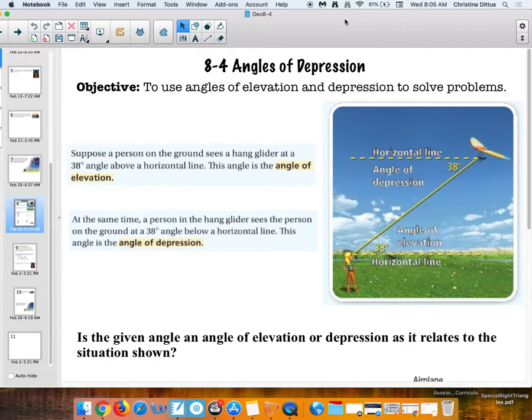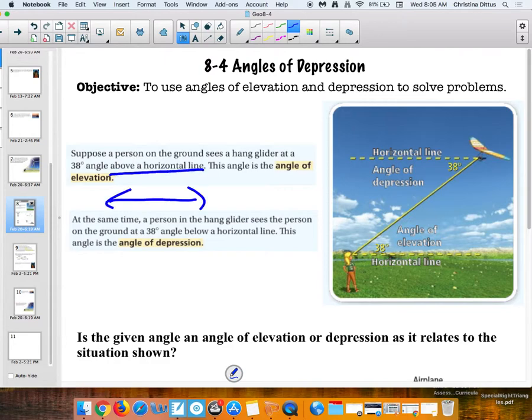Okay. Angle of elevation is when an angle is above a horizontal line. Horizontal this way. So if I'm looking here, here is a horizontal line. Here's an angle above. That is an angle of elevation. Angle of depression is an angle below a horizontal line. Quickly. Horizontal line here. Oops, missed it. Angle of elevation, angle of depression below that horizontal line.